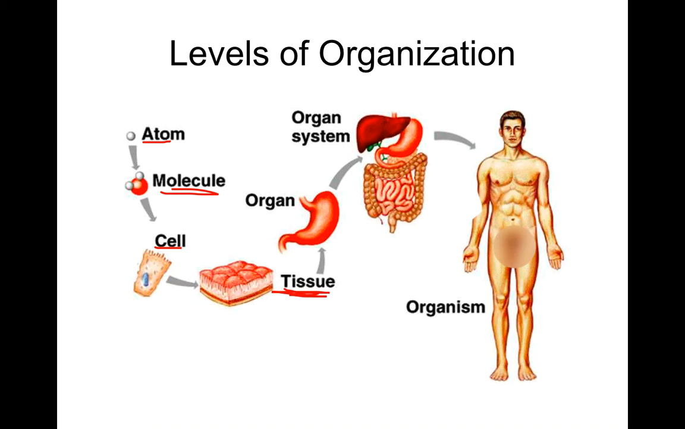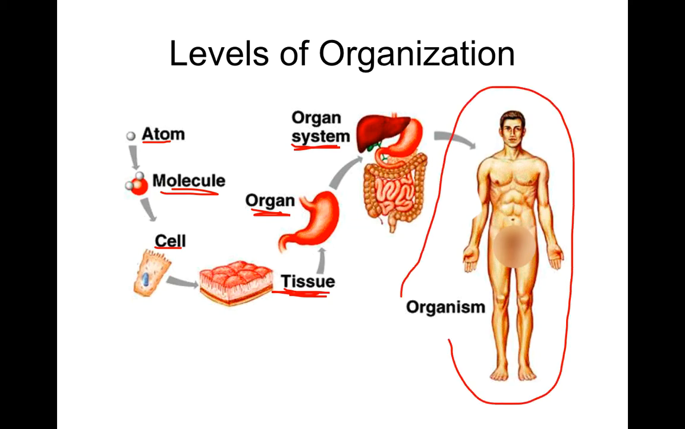Tissue will then work together to make up organs. So like smooth muscle tissue is what makes up some of our muscle, which could then be found in our stomach or whatever. Then different organs will work together to make an organ system, like your digestive system, which is kind of shown here. And then different organ systems, like digestive, cardiovascular, and integumentary system, they all work together to make the organism.